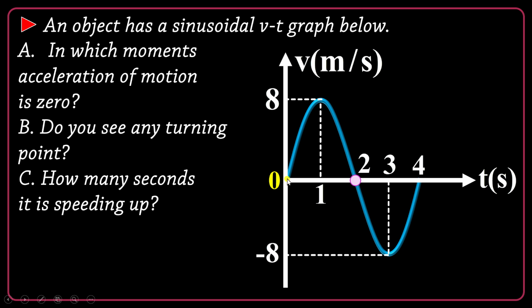An object has a sinusoidal v-t graph below. You see the velocity starts from 0, goes up to 8 meters per second, and then goes down to negative 8 meters per second, and then stops at t equals 4. In which moments is the acceleration of motion 0?